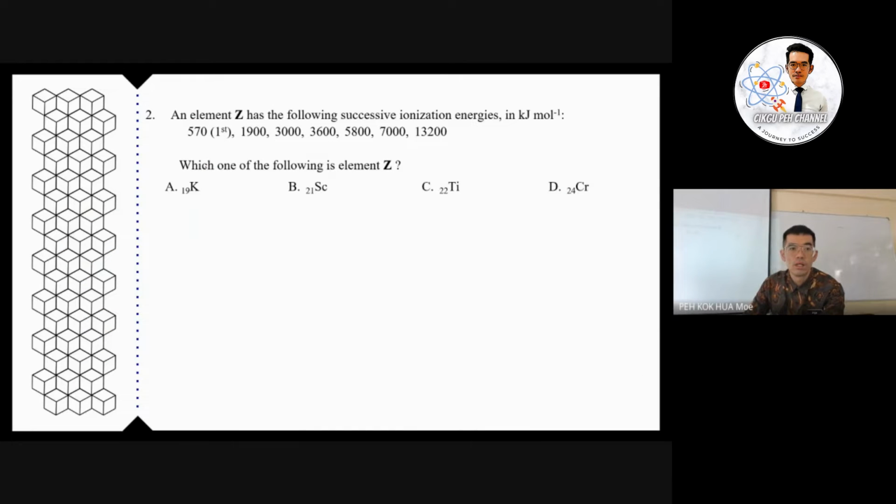Next, an element Z has the following successive ionization energies in kilojoules per mole. The first ionization energy is 570, and the second keeps increasing. The difference between the first and second is about 1,400, and from the second to the third it is also about 1,000. So the increase in enthalpy is almost the same.